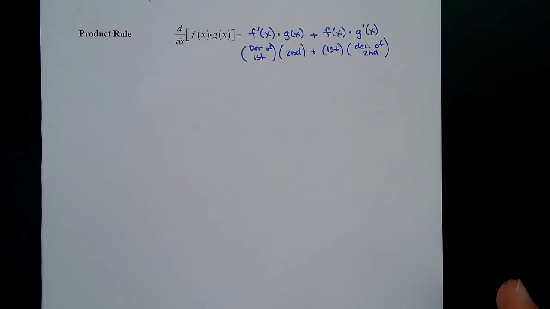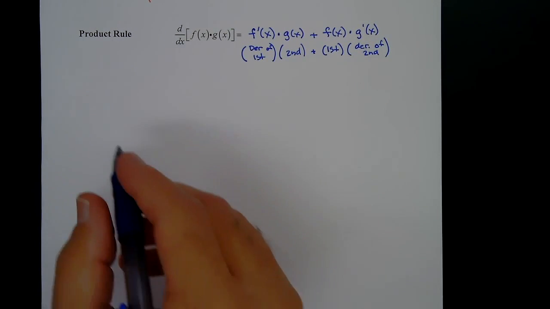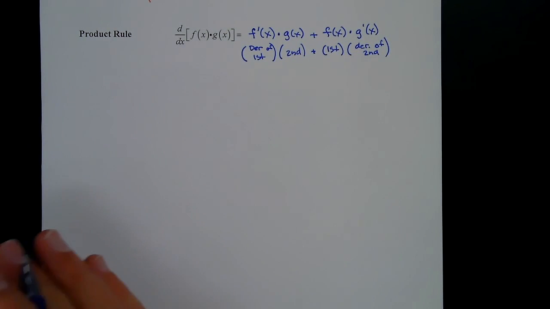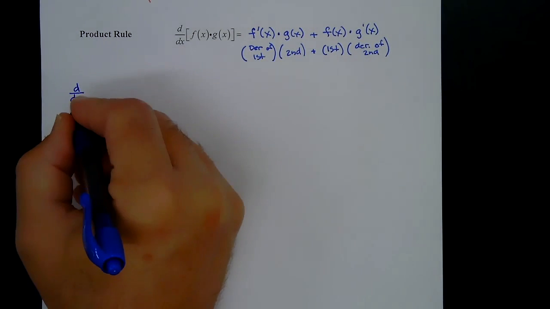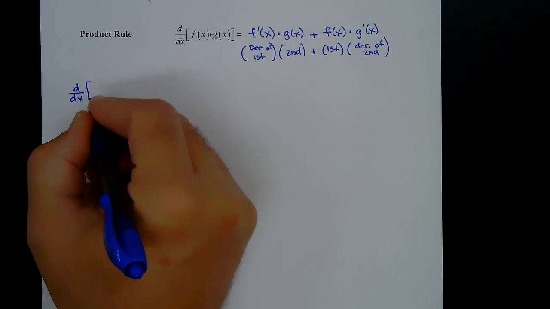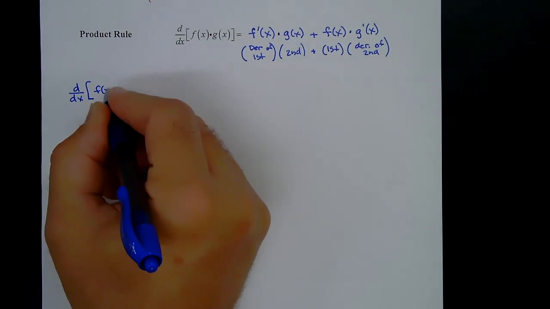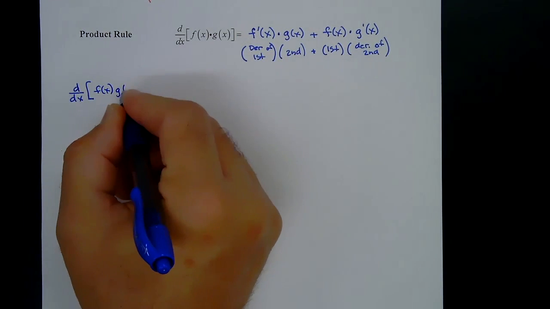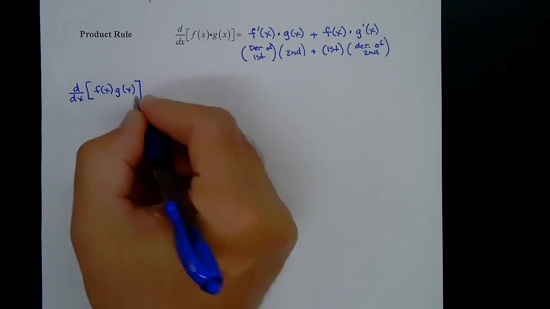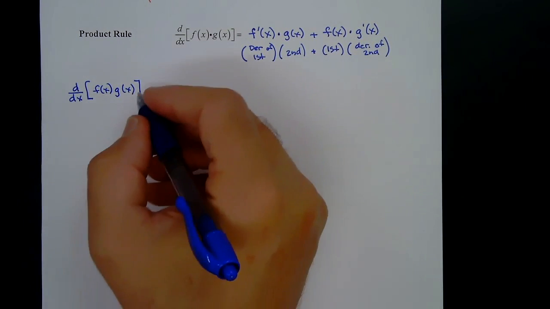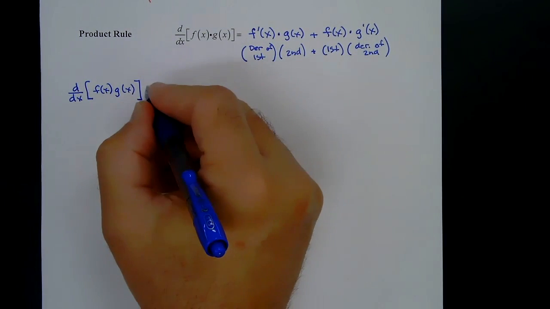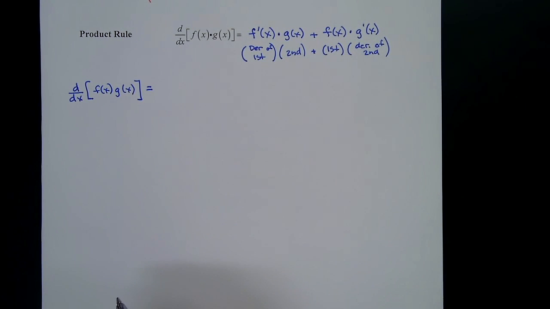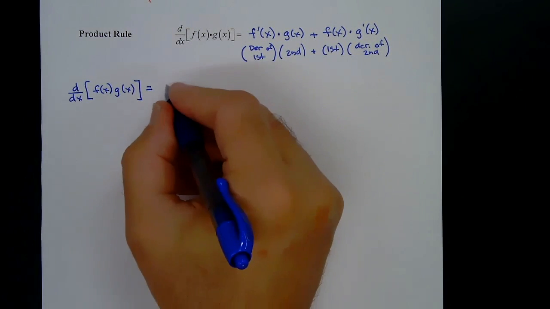Now, why does this work? Okay, so I'm going to do a proof and show you where this comes from. So it actually comes from the derivative with respect to x of f of x times g of x. Okay, and this has to do with what you're going to be tested on, okay? I mean, I'm not going to test you on this proof, okay? But I am going to show you where this comes from. Okay, so here we go.